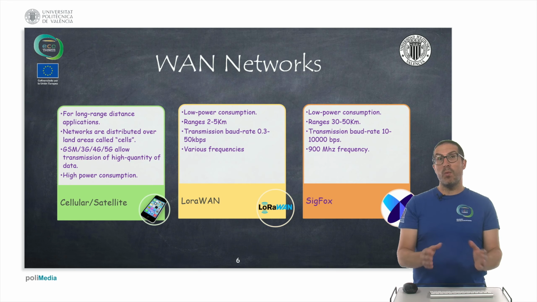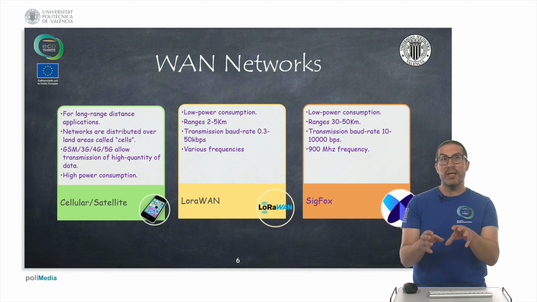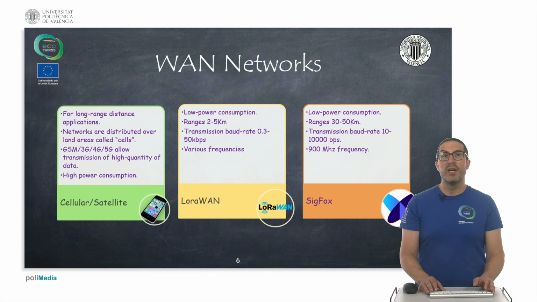And within WAN networks, we can distinguish between cellular or satellite communications, which are basically for long range distance and a high quantity of data that we want to transmit, like 3G, 4G, 5G. And every network is distributed in areas called cells, okay?